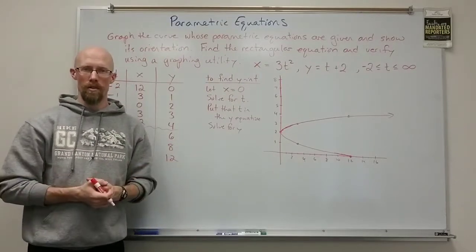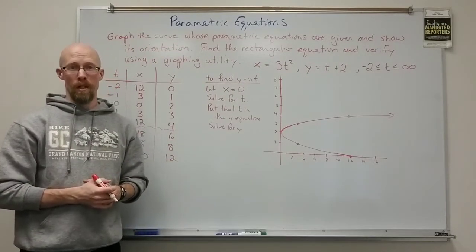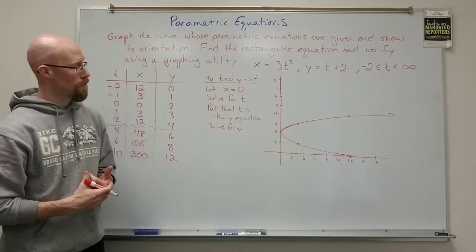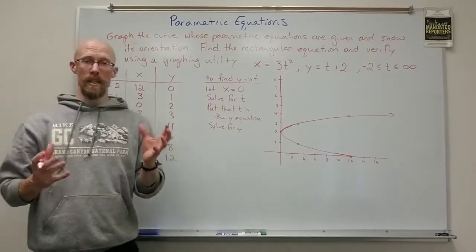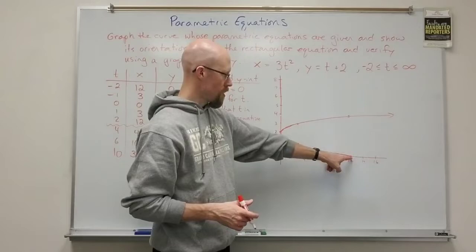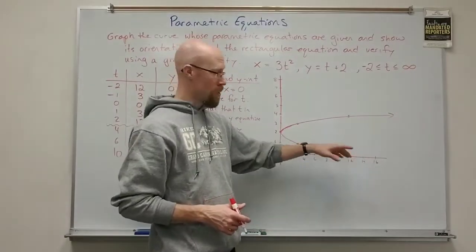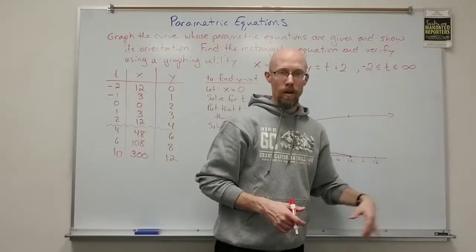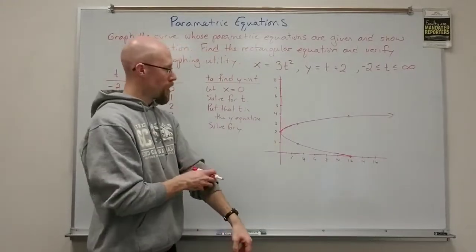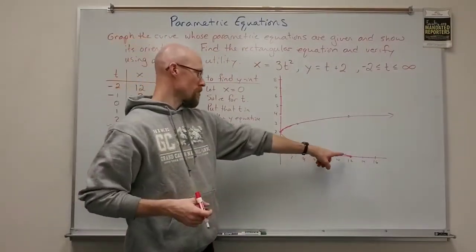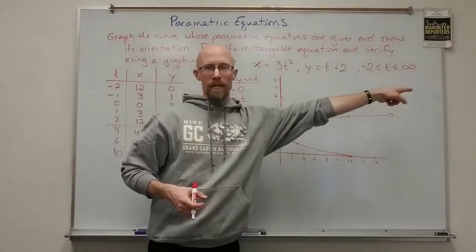Now what does that graph look like? Probably looks like a parabola, right? In fact, it is a parabola. However, it's not the entire parabola. It stops here at 12, 0. It doesn't shoot all the way through like a normal parabola would. So that's interesting. It has a starting point and then doesn't have an ending point.